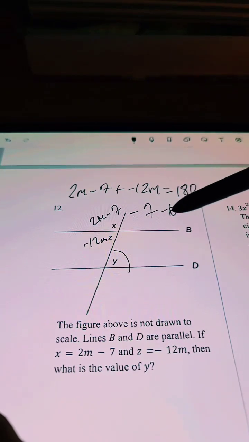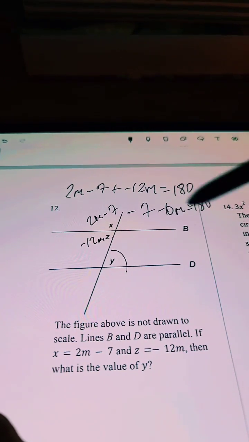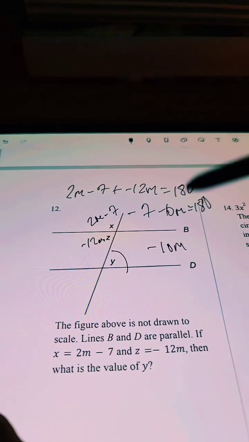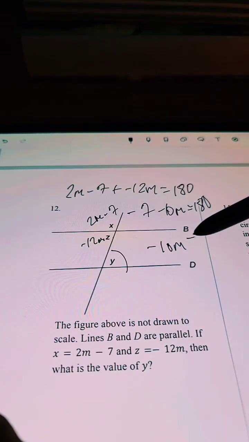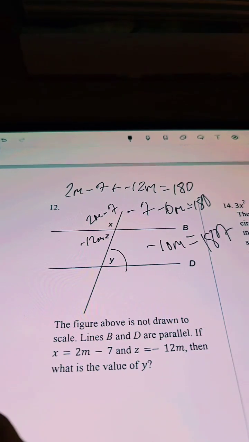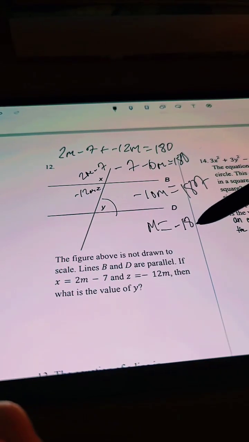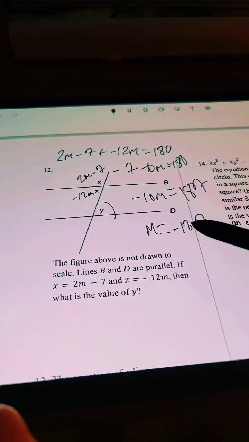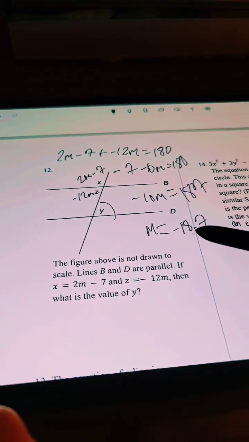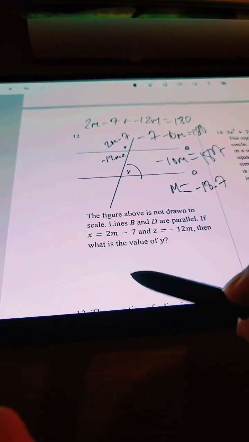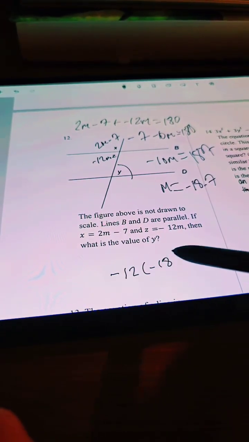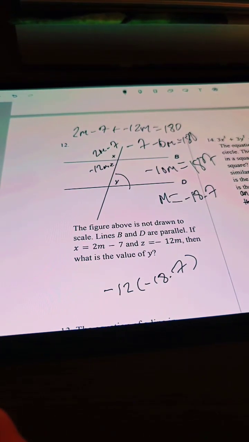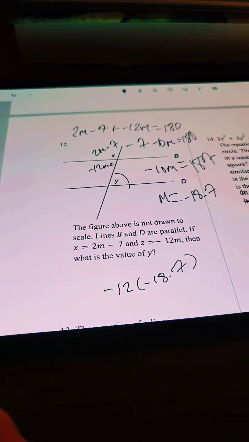So negative 7 minus 10m is equal to 180. Now I'm going to add 7 to each side. So then I'm going to get negative 10m is equal to 187. Okay, so I have m equal to negative 18.7 if I divide by that. Then I have to multiply this value of m by negative 12. So I'm going to have negative 12 times negative 18.7. I was wondering how I was getting a negative angle, but then I realized I was just looking at the wrong letter.